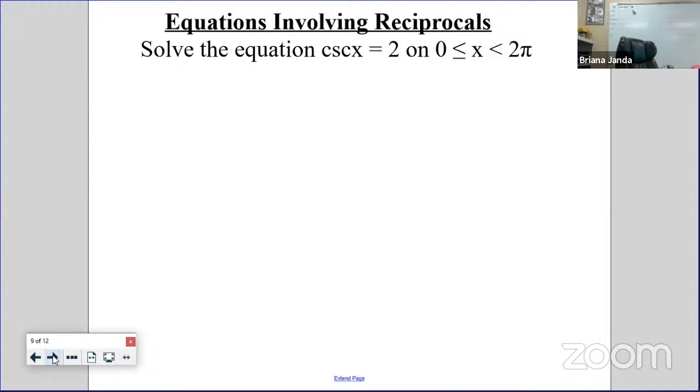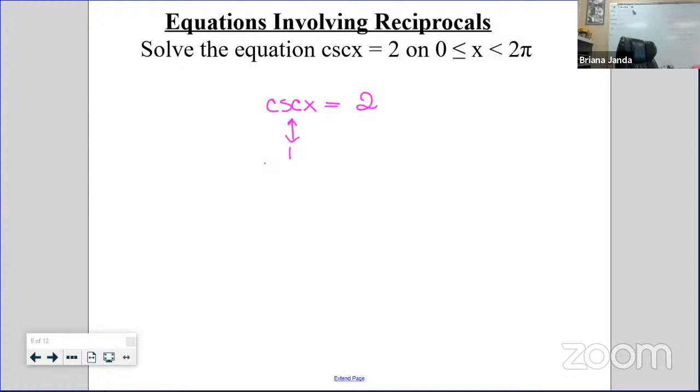So solve the equation. Anytime we have a reciprocal, so what am I talking about? I'm talking about a secant, a cosecant, or a cotangent, right? Anytime I'm talking about one of those three, what you need to think about is its reciprocal of tangent, sine, or cosine. Okay, your three basic ones. I think it's easiest to think about what these are as a fraction. So cosecant of x and 2, how can I write those as fractions?